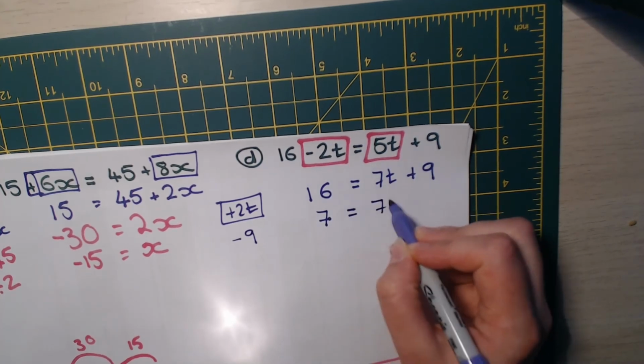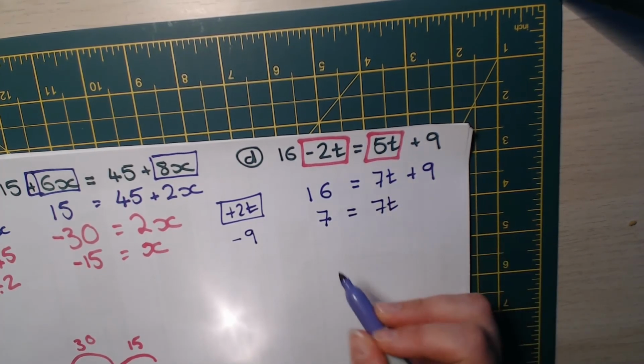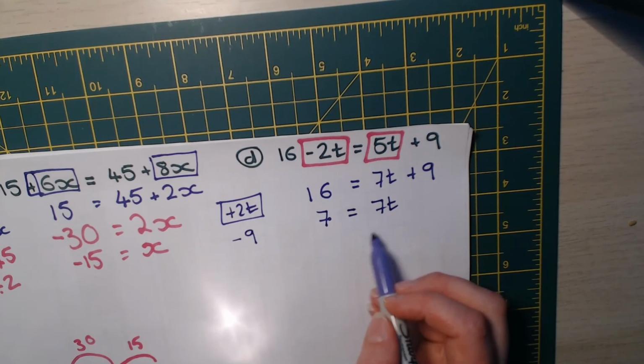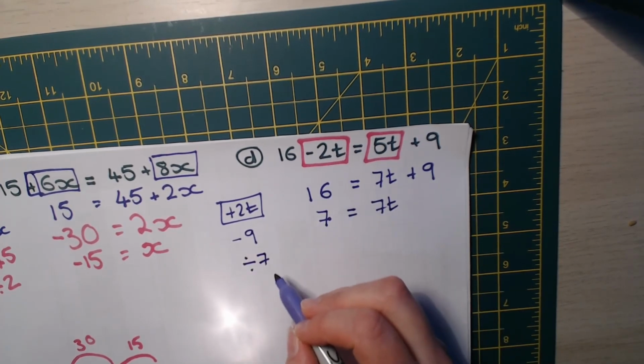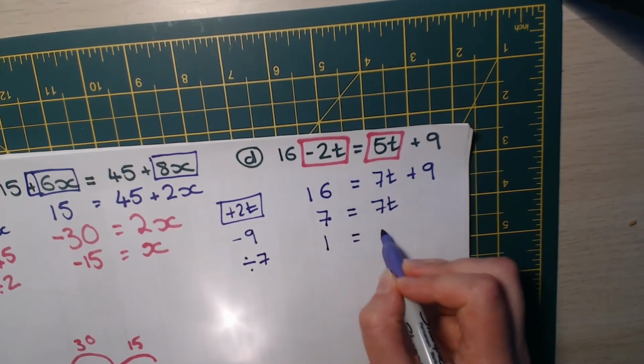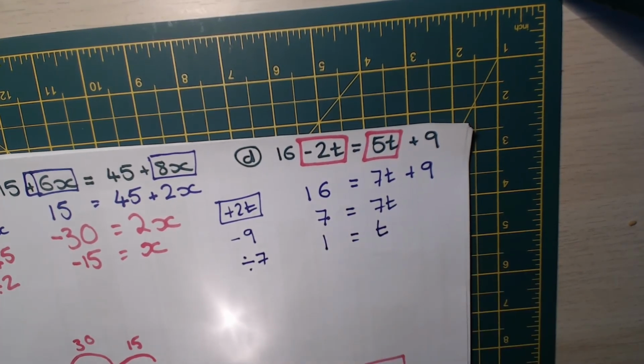So 7 equals 7t. And our last step, to get the t on its own, is to divide by 7. So 7 divided by 7, don't slip up here, it's 1. So 1 equals t. Okay, so that's your final answer there.